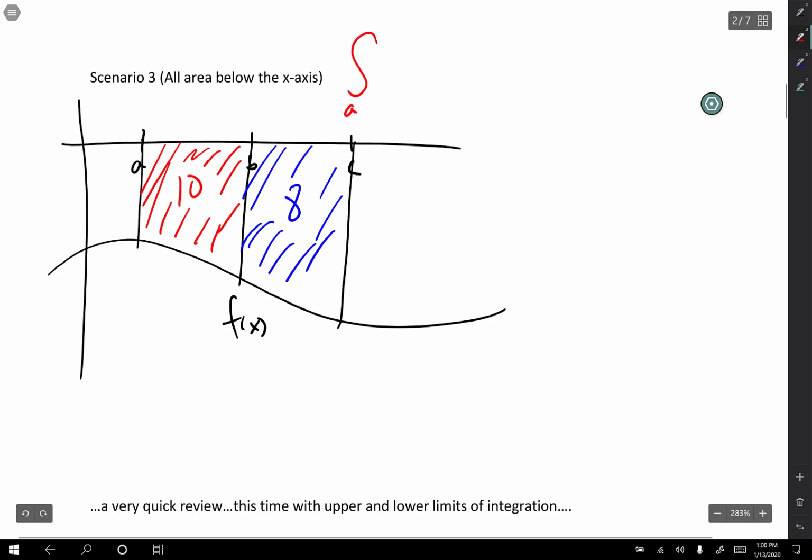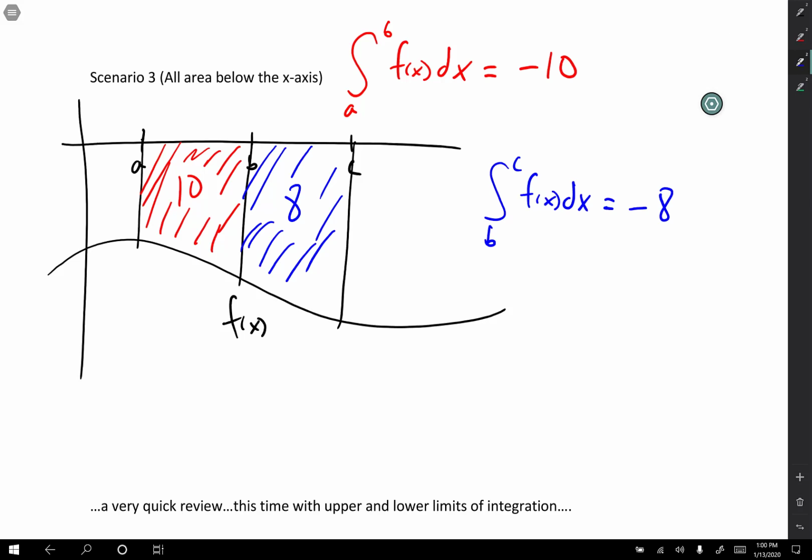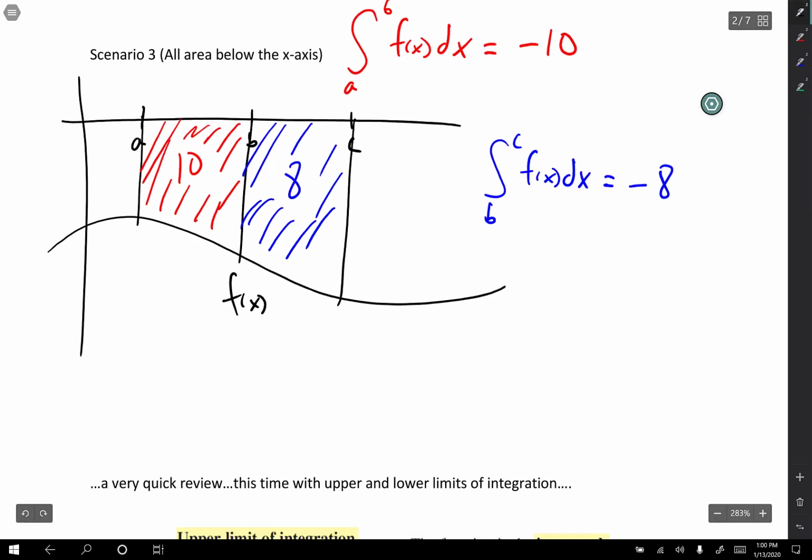Area under the curve from A to B of f of x dx. Since f of x is below the x-axis, I'm going to say negative 10. Integral from B to C of f of x dx. Since f of x is below the x-axis, I'm going to say negative 8. So if I write integral from A all the way to C of f of x dx, negative 18.